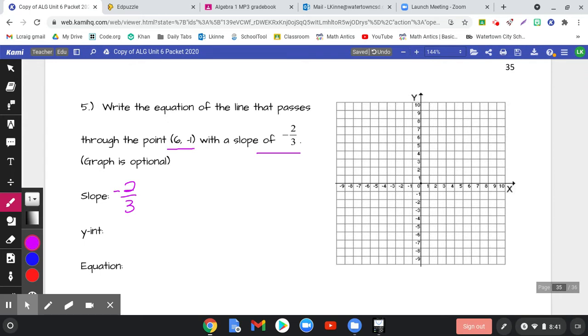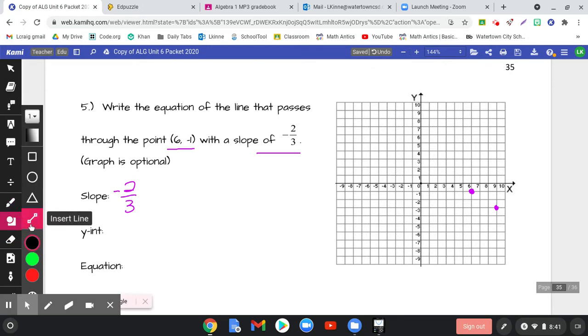What you want to do is plot that point, so 6, negative 1. And then you can use your slope to find what the y-intercept is. Now your slope's negative 2 over 3. So I'm going to go down 2 over 3, again, always going to the right. So if you want to work your way back towards the y-intercept, you have a couple options. You can use your ruler, but you have to be very, very careful to make sure that you're very accurate with this. Line it up with those points.